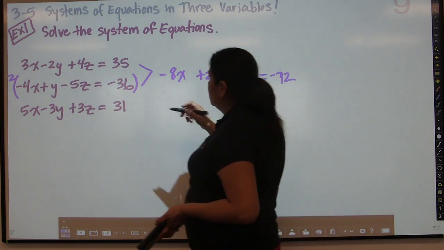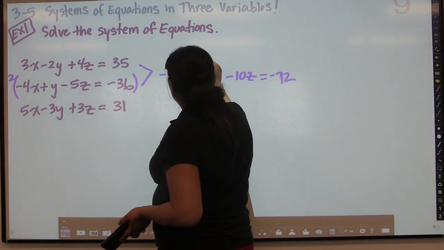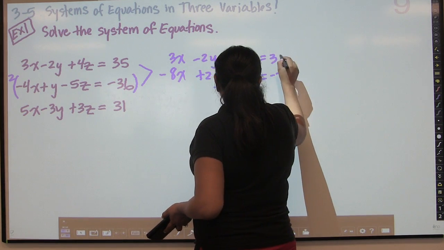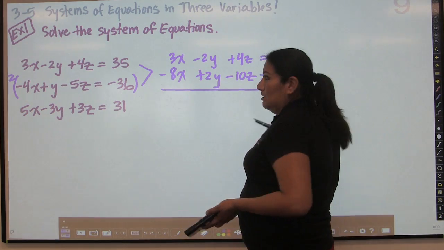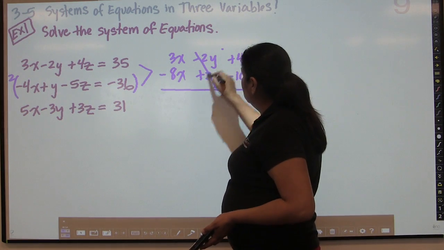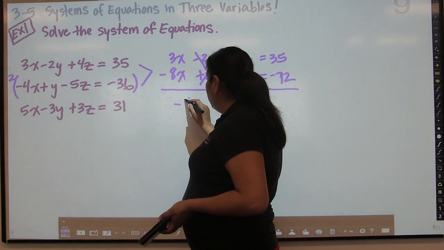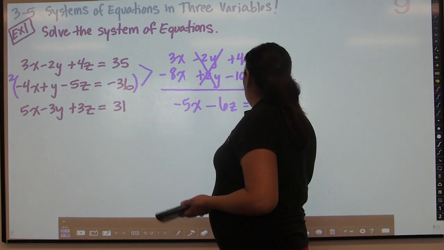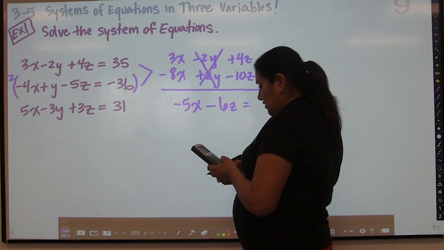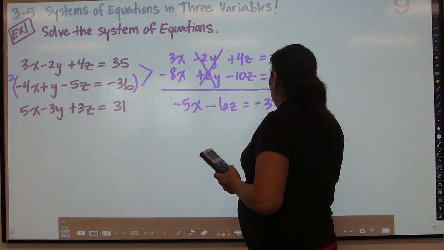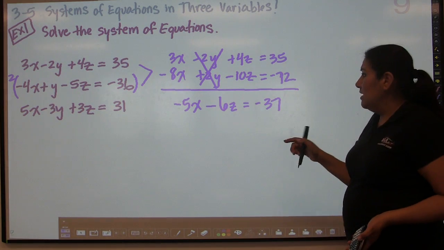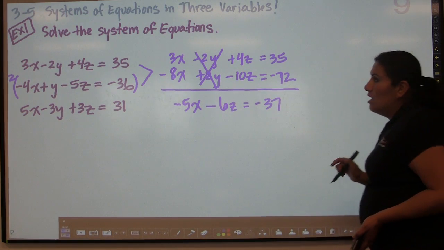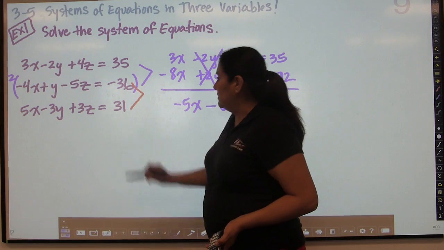If I take that equation and add it to the top equation, which is 3x minus 2y plus 4z equals 35, and combine those 2 just like I did in the past, then the y variable is going to cancel, and I'm going to get 3 minus 8, which is negative 5x, and 4 minus 10, which is negative 6z, and 35 minus 72, which is negative 37. And this is now an equation in only 2 variables. So now the goal is to do the same exact thing using the next 2 equations.